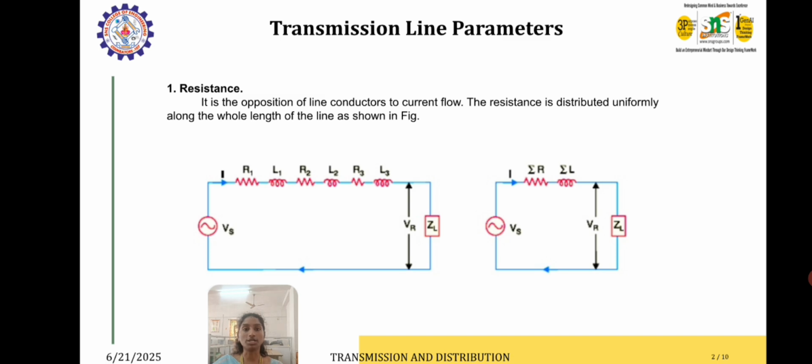R1, R2 and R3 indicate the resistance, and L1, L2 and L3 indicate the inductance. As a combined picture, we have accumulated all the resistance and inductance values in the second picture, that is the sum of R and the sum of L. Any transmission line will have a voltage source and a load. Vs is the sending end voltage, Vr is the receiving end voltage and ZL indicates the load.